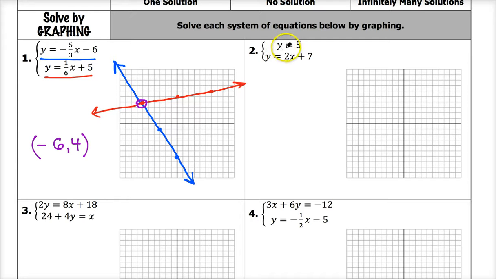Okay, number two, y equals 5 and y equals 2x plus 7. Y equals 5 is a horizontal line through the y-axis at the point 0, 5. So this is what y equals 5 looks like. Y equals 2x plus 7 has a y-intercept at 7 and a slope of positive 2. So it looks like this. The intersection point of these two lines is the ordered pair negative 1, 5.